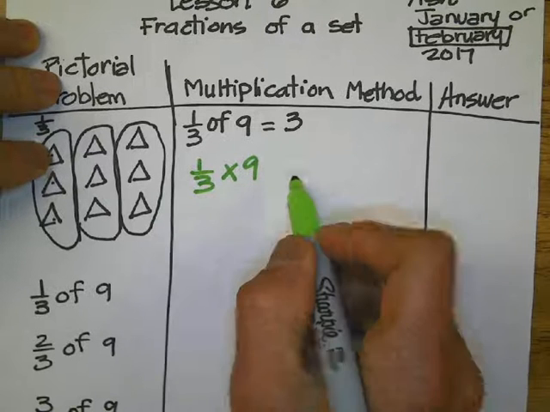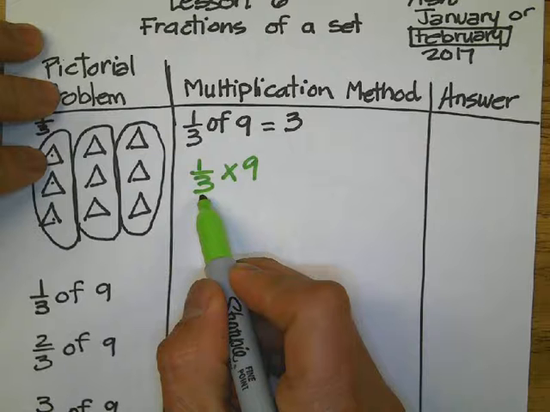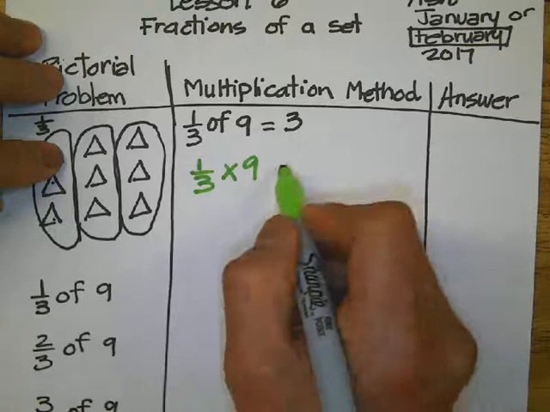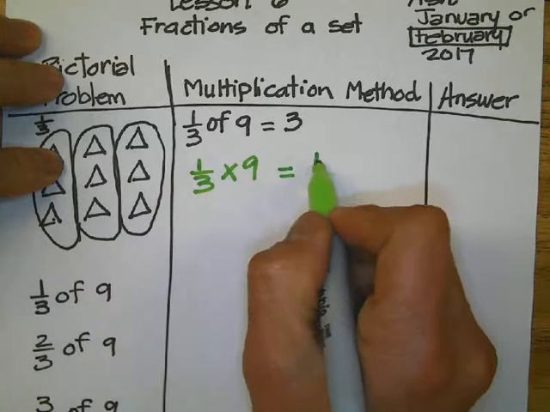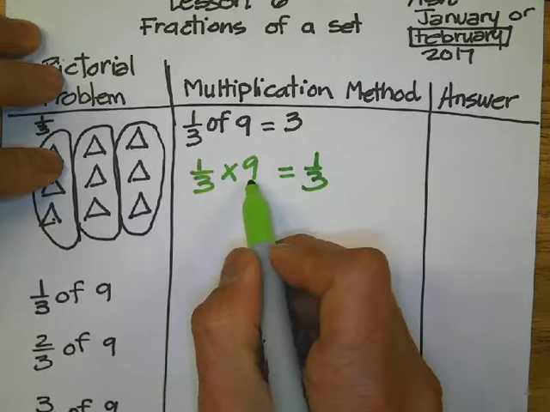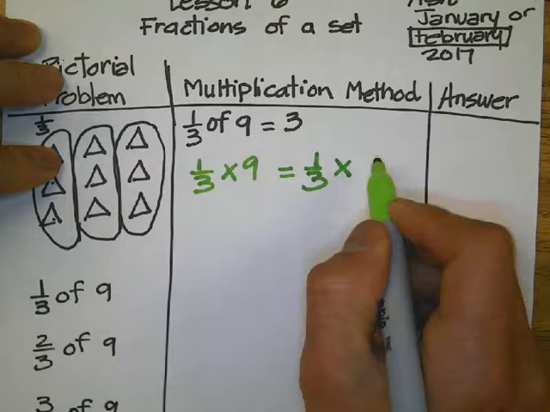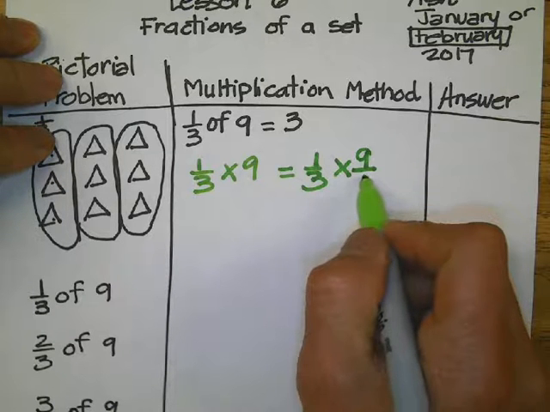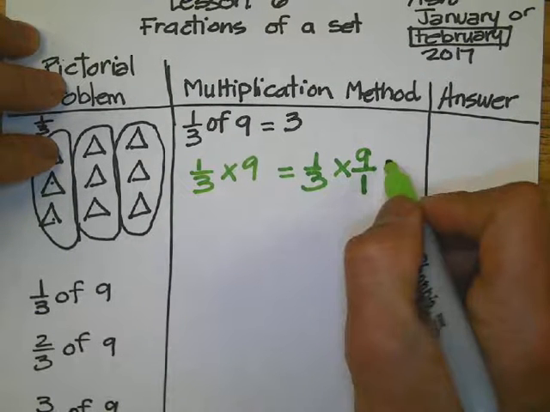Now as a teacher, we know that this is an apple because it's a fraction, and this is a banana because it's a whole number. We have to make them both bananas. How do I convert the whole number into a fraction? Well, if it's a whole number, we add a 1 in the denominator. There you have it. Now we can do the multiplication.